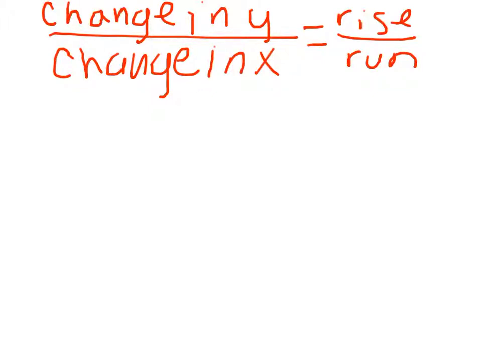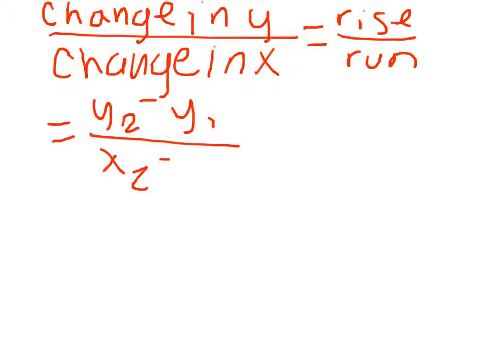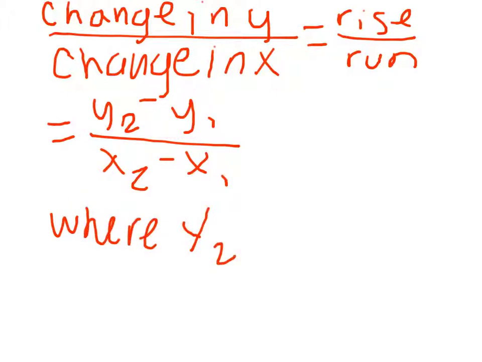And then the rise over run, you have 2 points. You have the y's and the x's. So the rise over run is y sub 2 minus y sub 1 over x sub 2 minus x sub 1. And this is where x sub 2 minus x sub 1 can't equal 0. So they have to be real numbers.